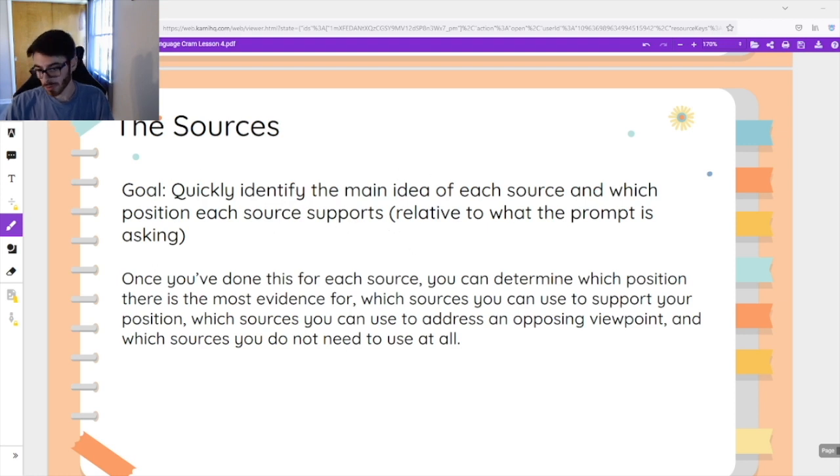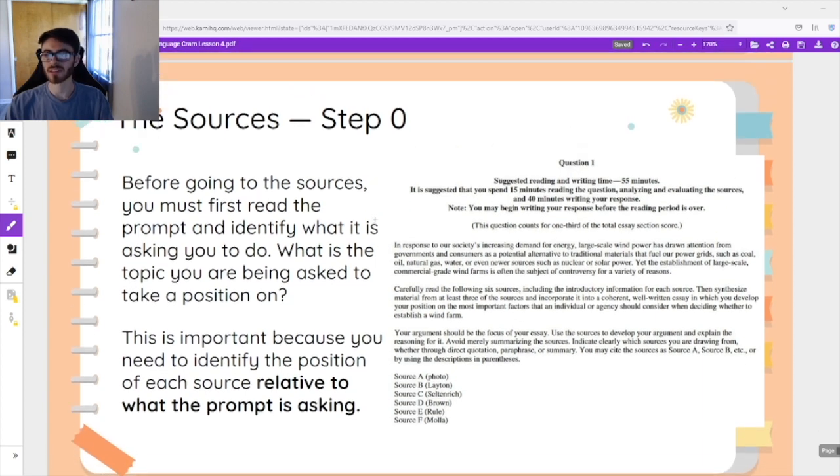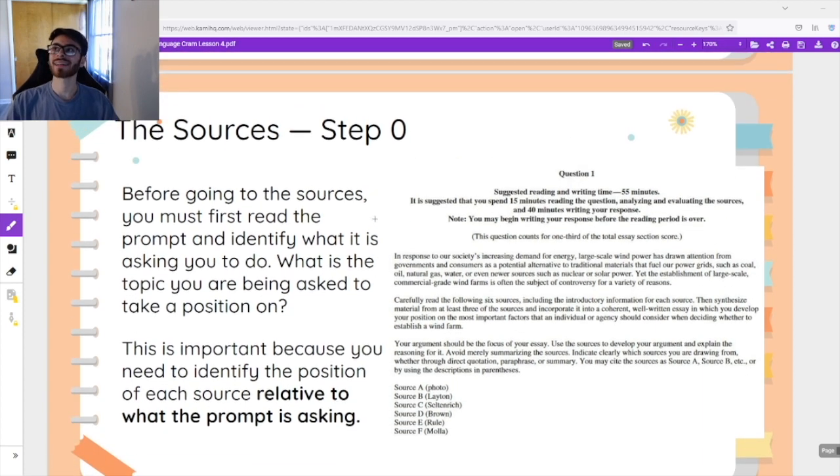You can read through all of the sources, however, that's not always the quickest way to do it. And I found this method to be quicker, consistent, and reliable. So here is my 4-step method for identifying the main idea and position of each source. We start with step 0. This is technically not part of the 4-step method, but the first thing you should do is identify what the prompt is asking you to do.